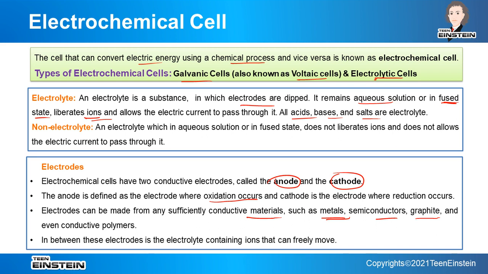Now in between these electrodes there is electrolyte containing ions that can freely move. So there is electrolyte in aqueous condition or fused state, and two electrodes named anode and cathode are dipped into it, and in the anode there is oxidation, in the cathode there is reduction. Fine.